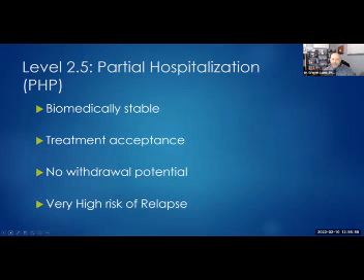Very high risk of relapse. If they are not attending partial hospitalization, then it is your clinical opinion that they are more than likely going to use again.